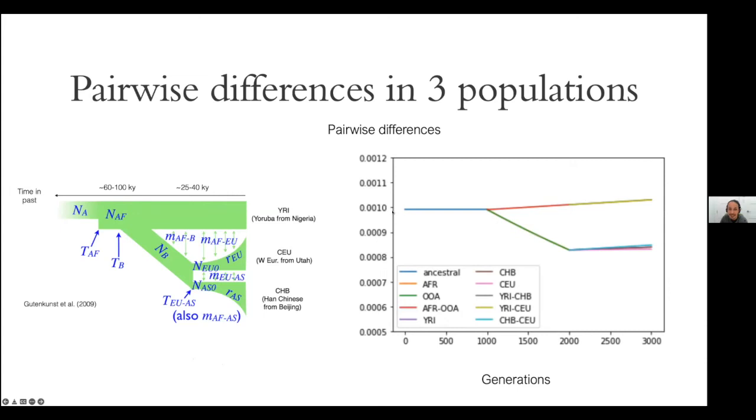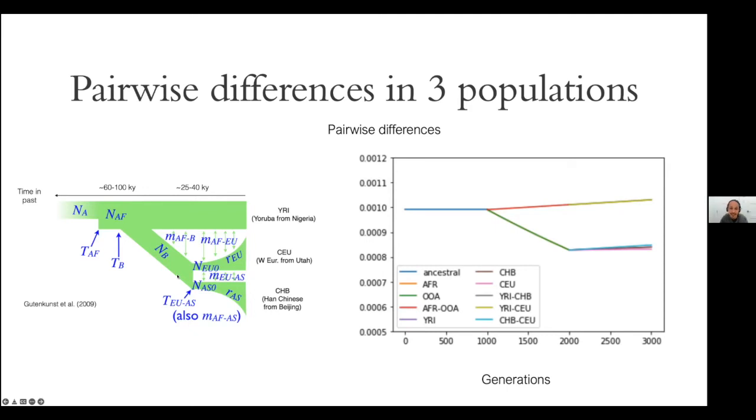We're looking at, within a similar model, I'm not sure if it's the exact same model, the pairwise differences over time. When there's the out of Africa event, we see this reduction of diversity observed in out of Africa populations, and so on. Again, we can do this in no time compared to simulating millions of individuals. And we can compare different values of these parameters to data and try to fit these models.